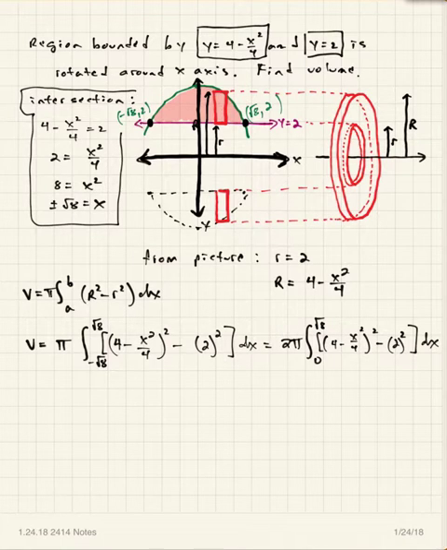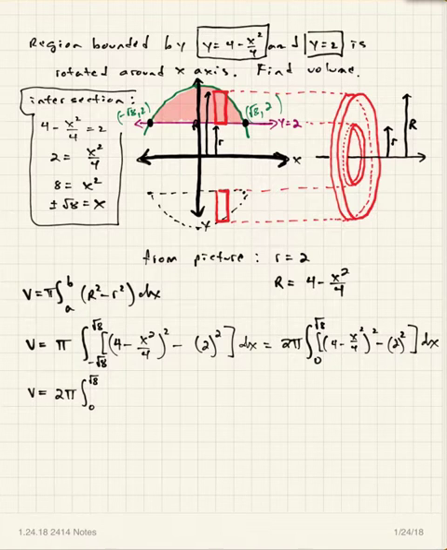All right, so we've got the integral set up from the picture, right? And so now we're ready to tackle actually evaluating this integral. So we go 2 pi times the integral from 0 to the square root of 8, and we square out that 4 minus x squared over 4. I would just go ahead and square it out.